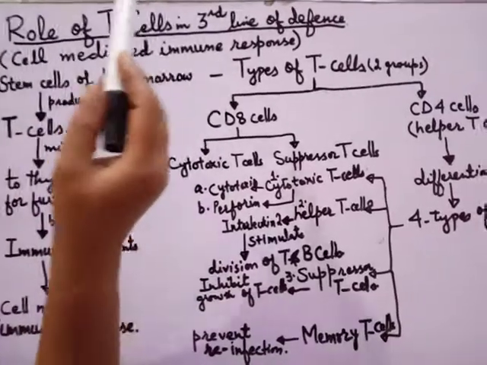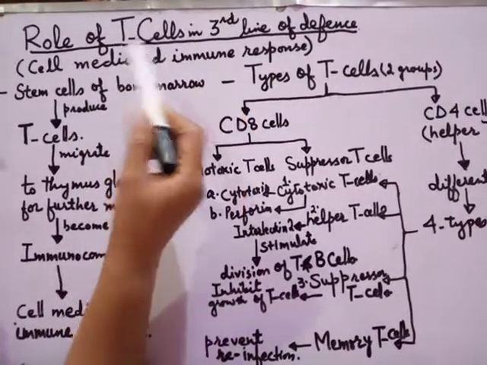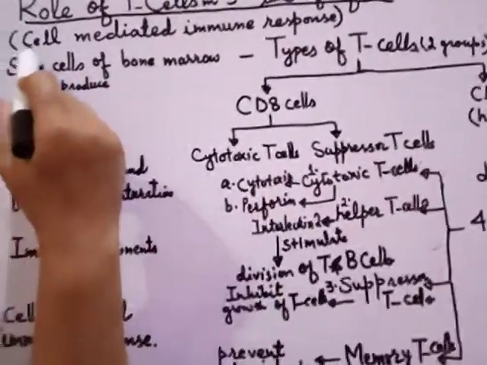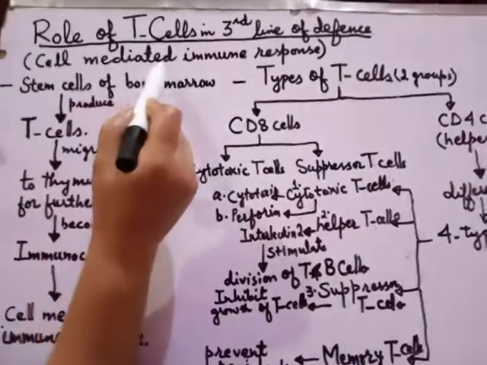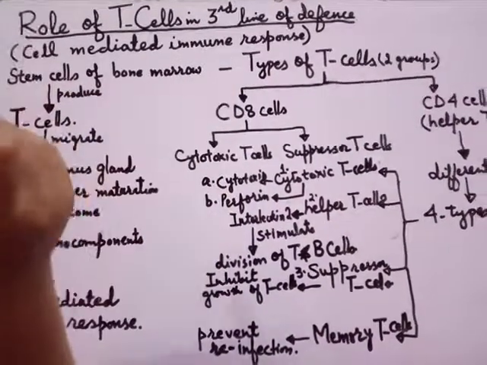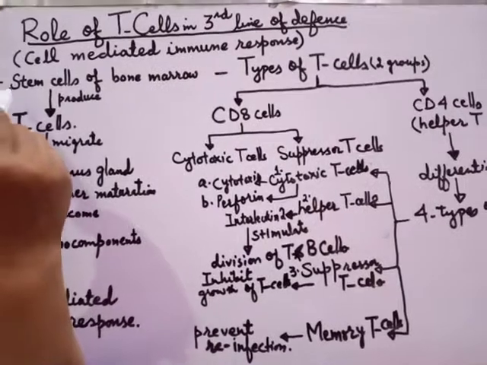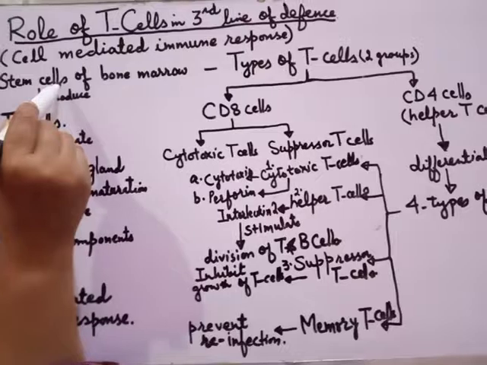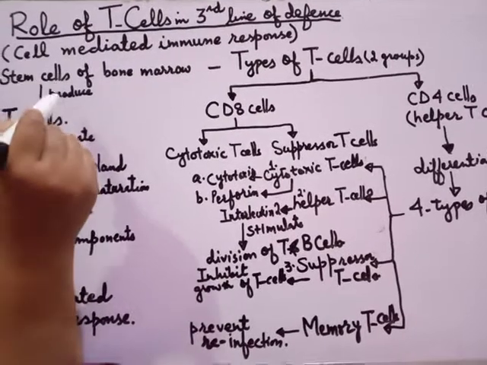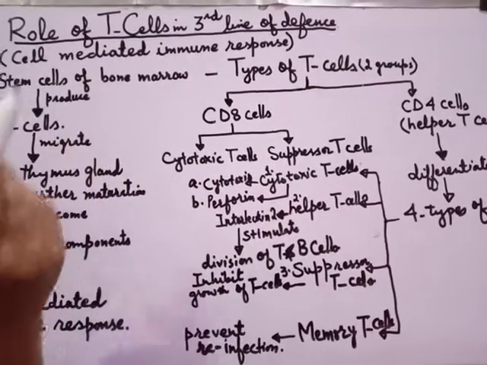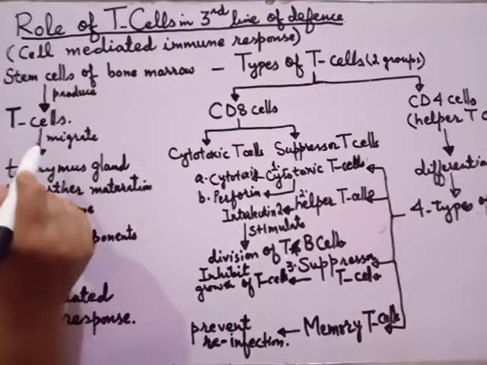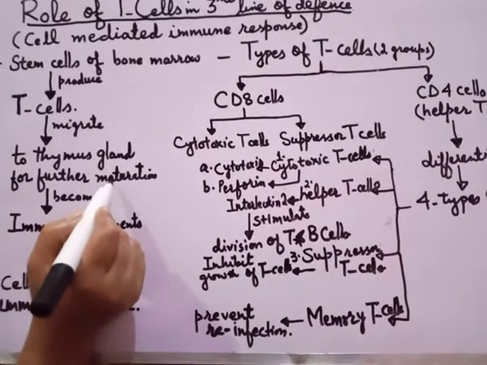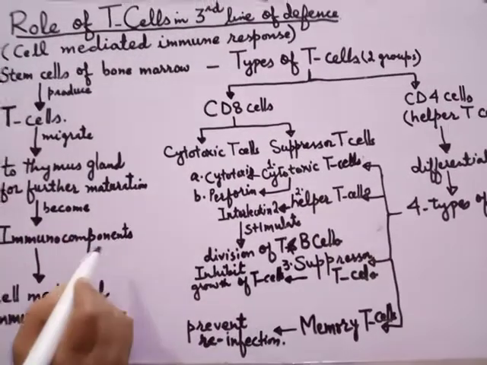T cells and B cells are the cells which are involved in the third line of defense. T cells produce a kind of response which is called cell mediated immune response. T cells are produced from the stem cells of bone marrow. Stem cells are those cells which differentiate into T cells, and T cells later on migrate to the thymus gland for further maturation, and they become immunocompetent.